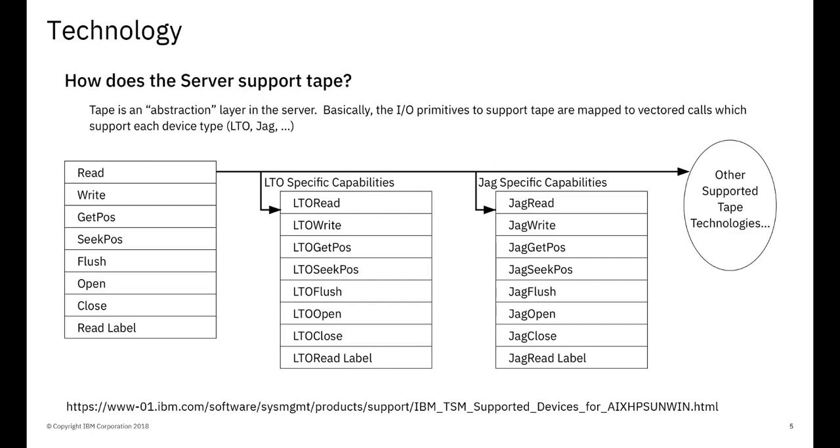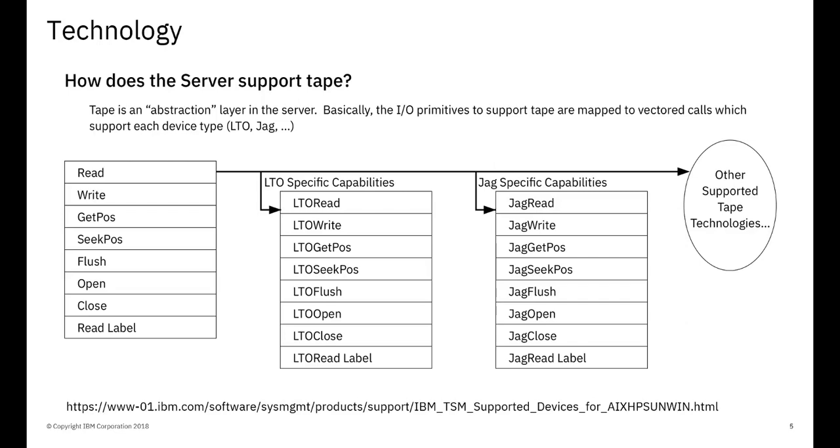Spectrum Protect does support a wide array of different types of tape technology. And tape is basically an abstraction layer in the Spectrum Protect server. The I/O primitives to support the tape are mapped to the vector calls supported by each of the device types, whether it's LTO, JAG, or something else. And if you want to see a complete list of supported devices, I've put the URL down here.